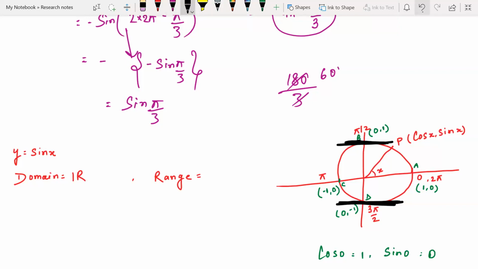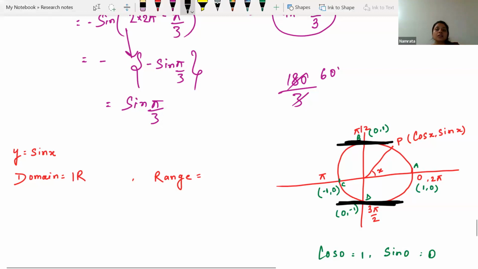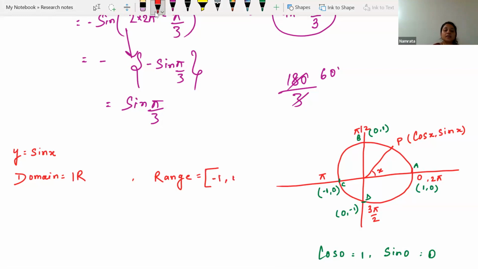Yes, ma'am, y value. Y value means on the y-axis, what can be the answer? The answer can be any number up to 1 upward, and downward till minus 1. So the range of the sine function will be any number between minus 1 and plus 1, including these numbers. Why?